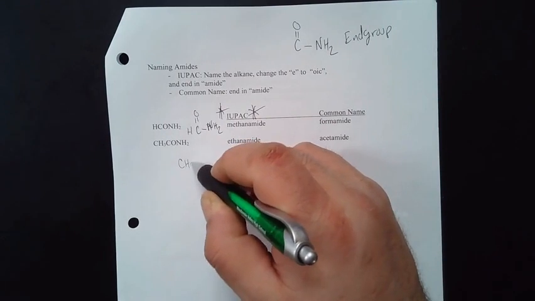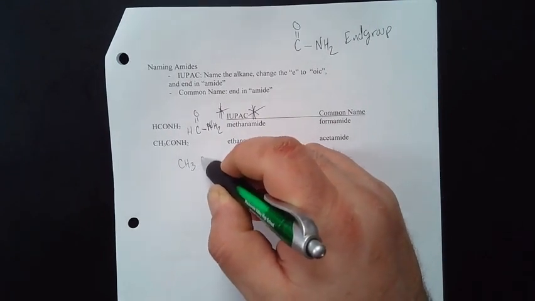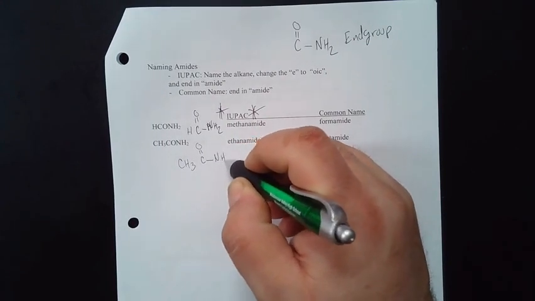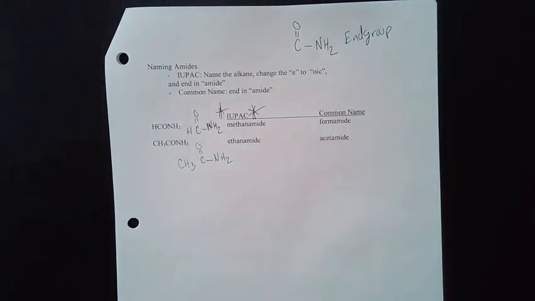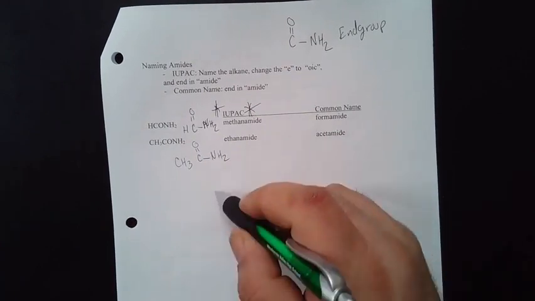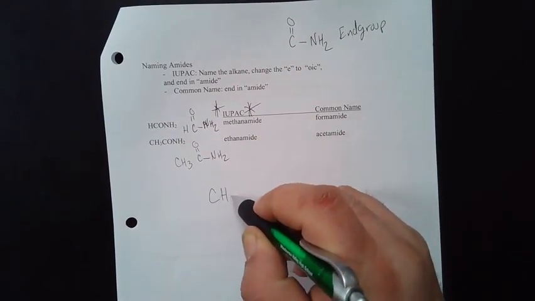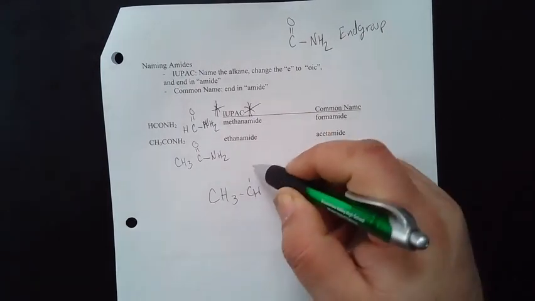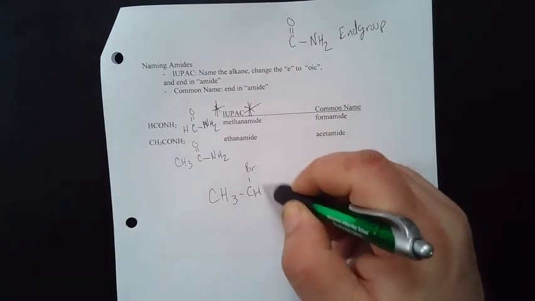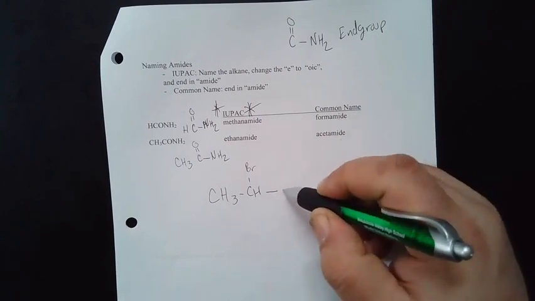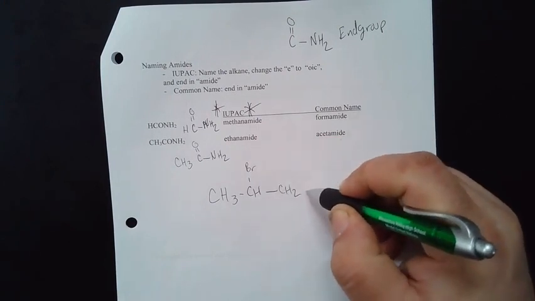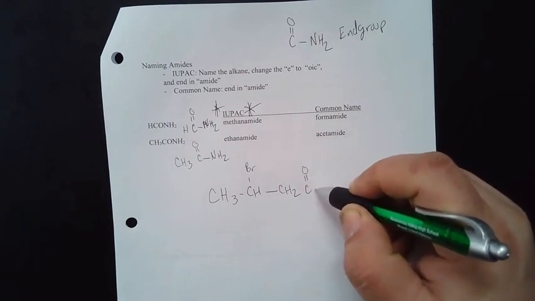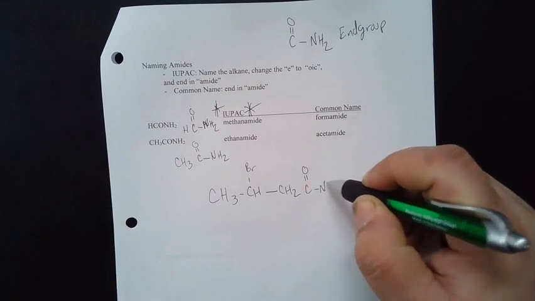If I have a CH3 connected to a carbon with a double bonded oxygen and an NH2, there's 2 carbons in this. It would be ethane, so we take the E off and change it into an ethanamide. All right, we're going to try a CH3 with a bromine connected to it, with a CH2 with a carbon connected to a double bonded oxygen connected to a nitrogen.